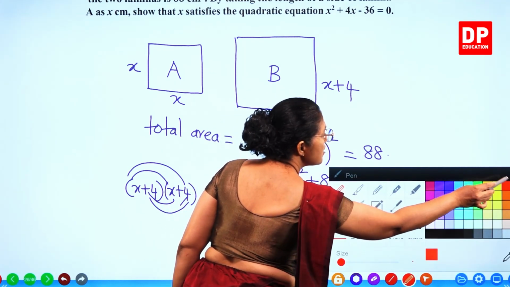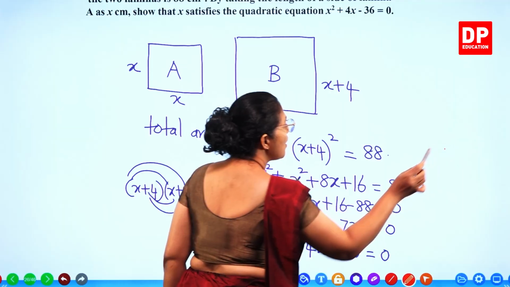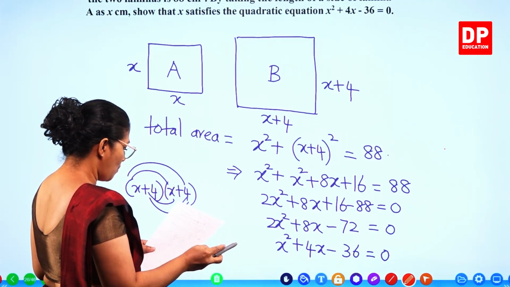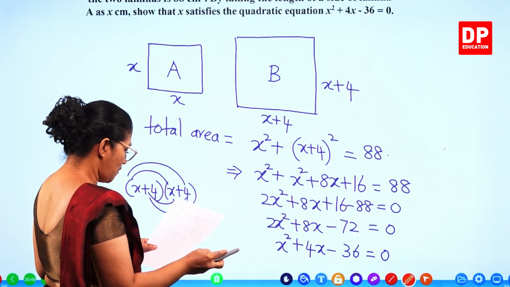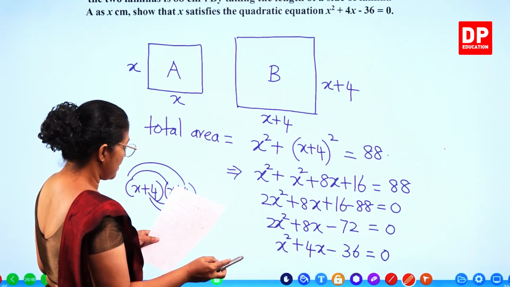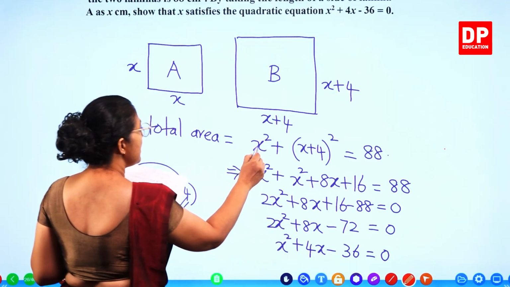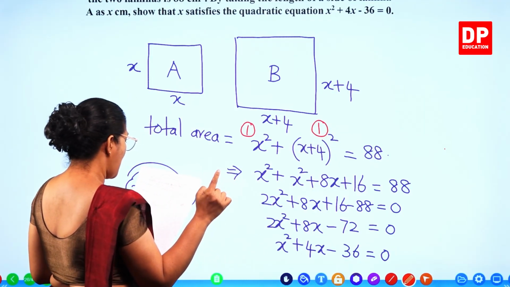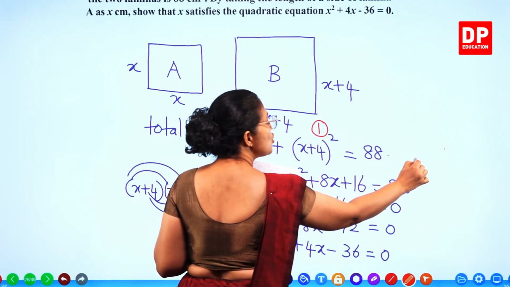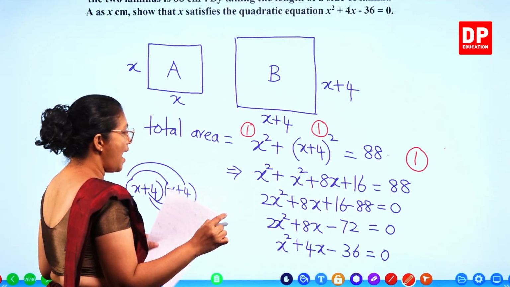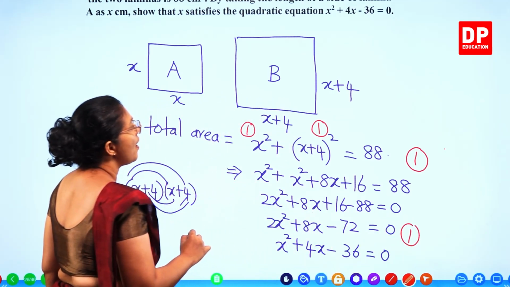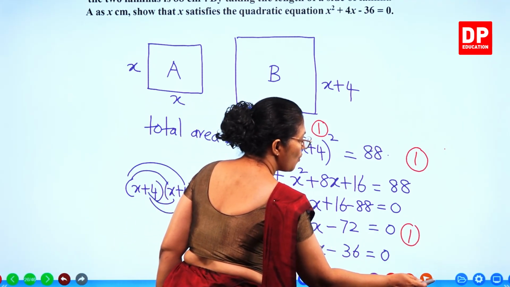So for this part, how many marks are you getting? 1, 2, 3, 4. 4 marks. Constructing: finding the area for A, 1 mark. Finding the area of B, 1 mark. And then construct the equation, another 1 mark. And simplify and get the final answer, another 1 mark. So 4 marks for that question.